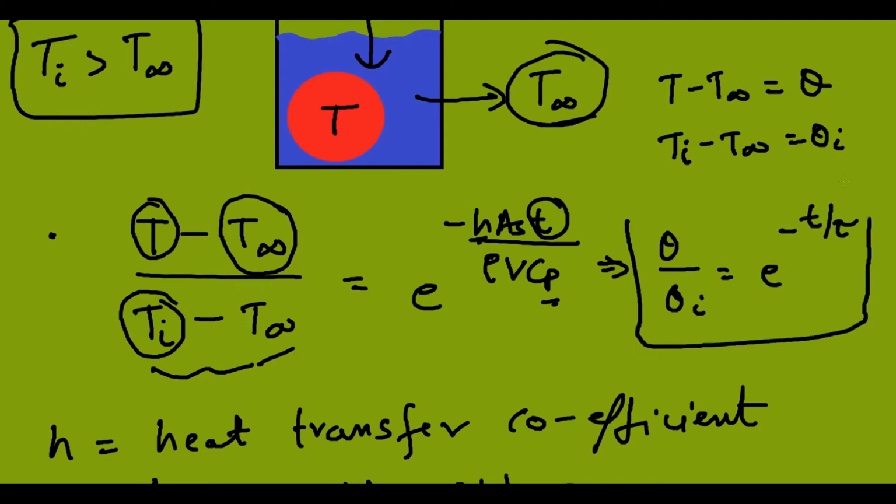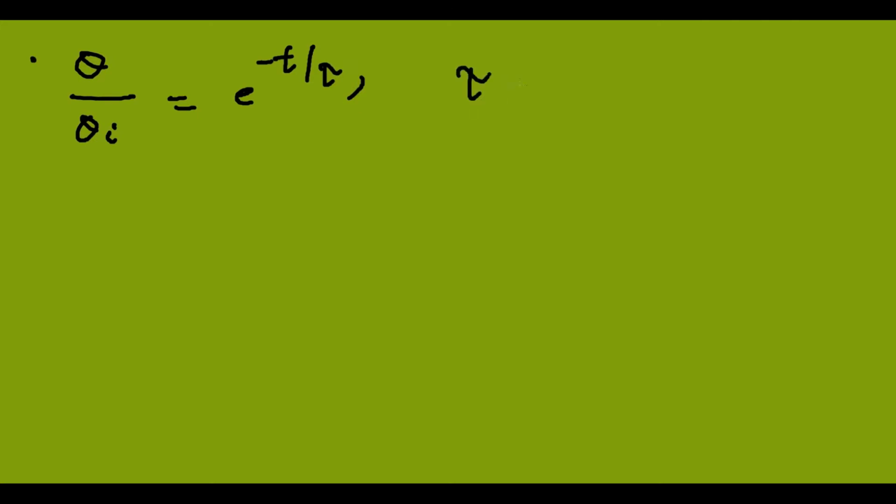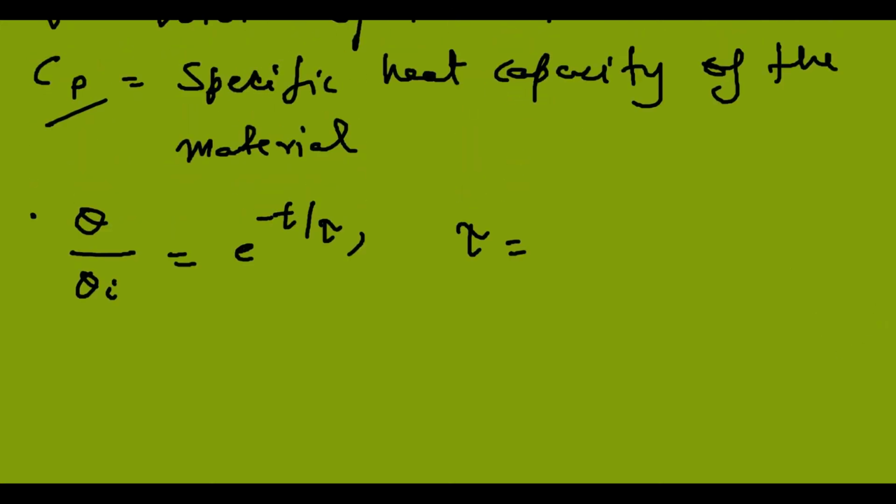This is another way of writing this entire thing, where the value of this tau will be rho V Cp divided by h As. This will be the value of this tau. Now if we plot this, let me write this down over here. Theta by theta I equals e power minus t by tau, where the value of this tau equals, what is the value of this tau?